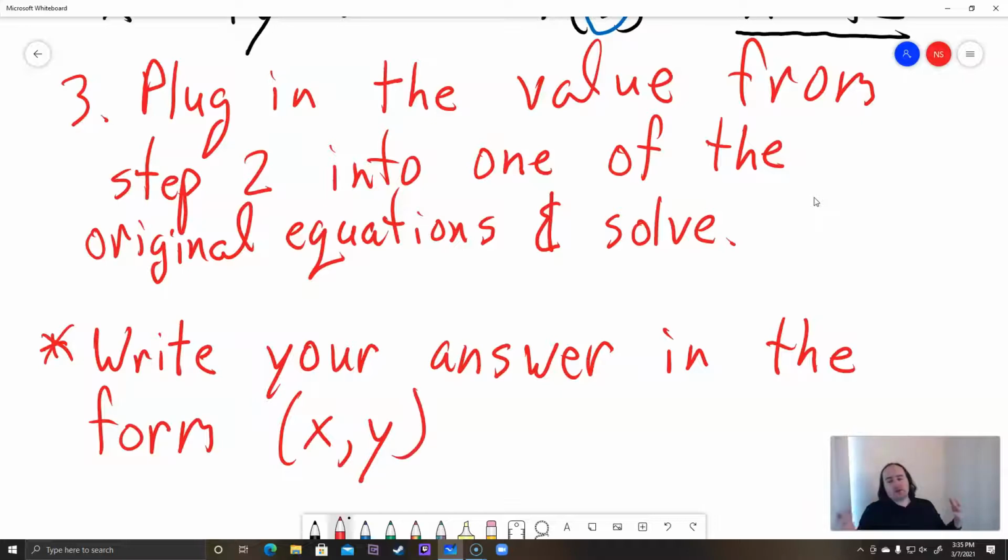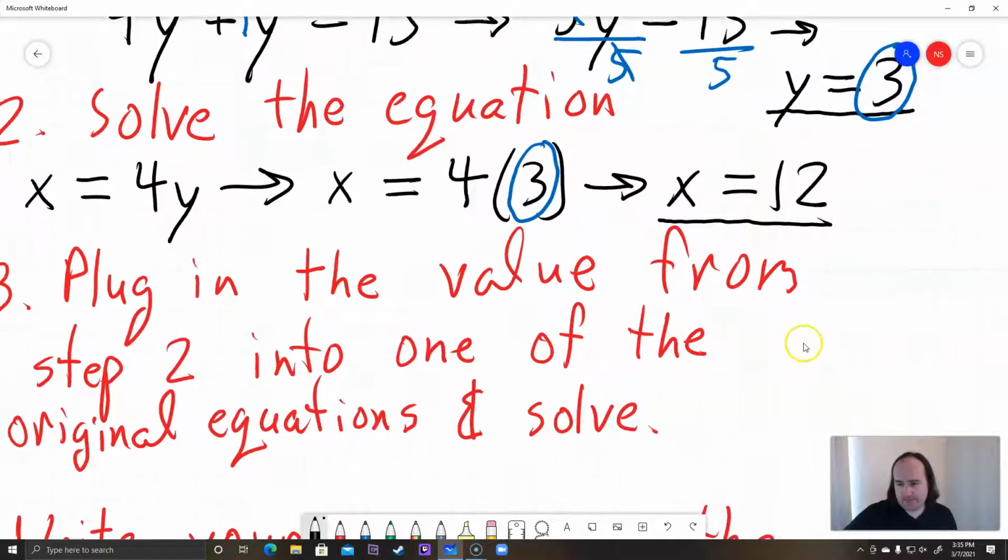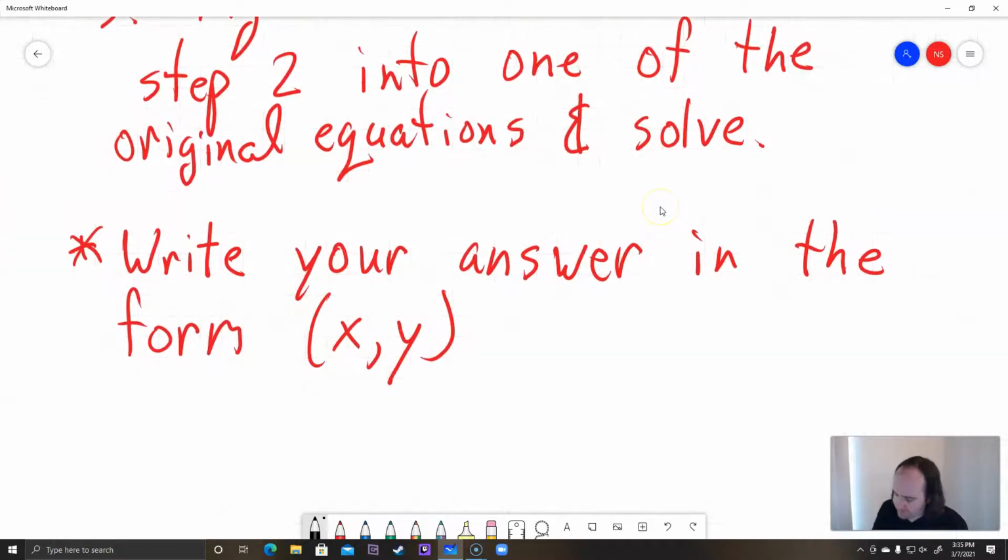And that's assuming that when you solved it, you actually got an answer. Now, there are some rare problems where there will be no solution, so you would write no solution. And there are some other rare problems where you would have an infinite number of solutions. But for most problems, you're going to have what's called an independent system, which means you're going to have an answer for x and an answer for y. So you want to write your answer in the form x comma y. Here, our x comma y is going to be, for this problem, 12 comma 3. So it's actually a point. Okay, so 12 comma 3.